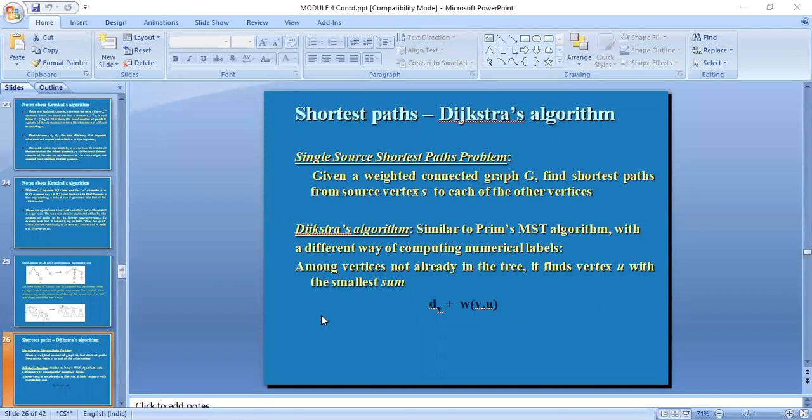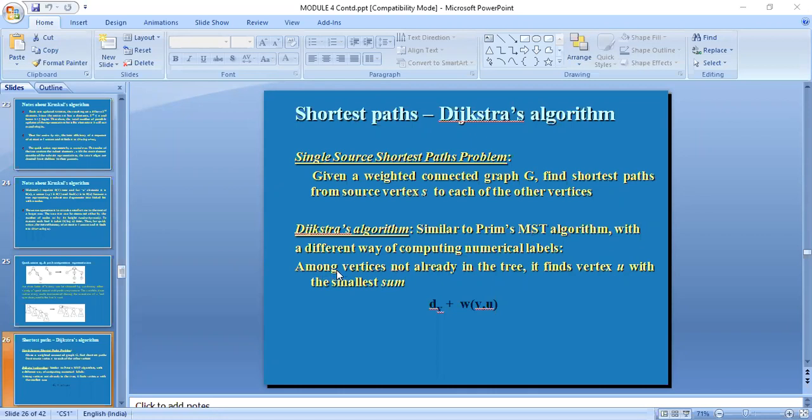We are going to see the greedy technique. You have already seen Prim's algorithm and Kruskal's algorithm, which are used for the minimum cost spanning tree. The next is the single source shortest path problem, wherein Dijkstra's algorithm is used.